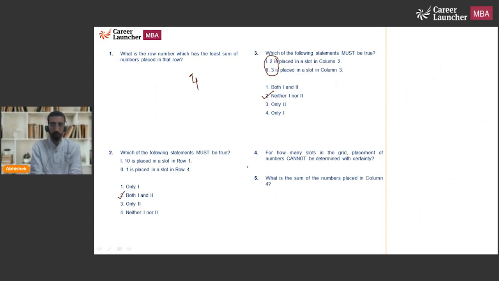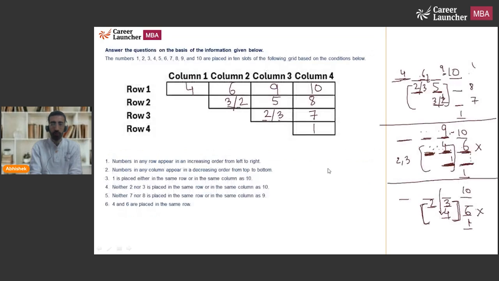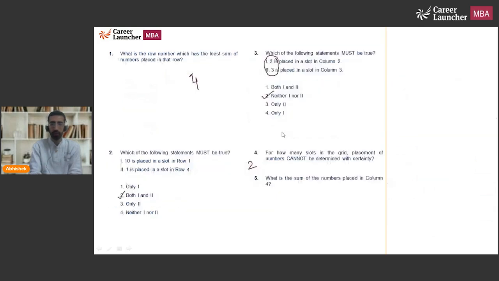And what is the sum of numbers placed in column 4? Column 4 sum of numbers is 10 plus 8 plus 7 plus 1. 18, 25, 26. So that's your answer. This is the sum of numbers in column 4. It's 26. That's it.